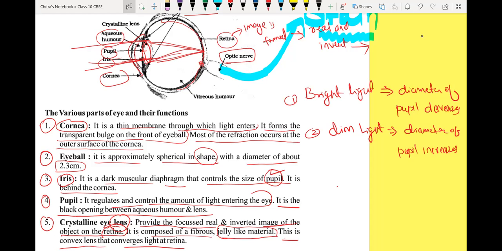So this is all about the retina, eyeball, iris, pupil, and crystalline eye lens. Just remember these two important points about the pupil size, when it is going to increase and when it is going to decrease. When there is a dim light present, the size increases. And when there is a very bright light present, the size decreases. Okay, everyone? Do reply. Take a screenshot, everyone.